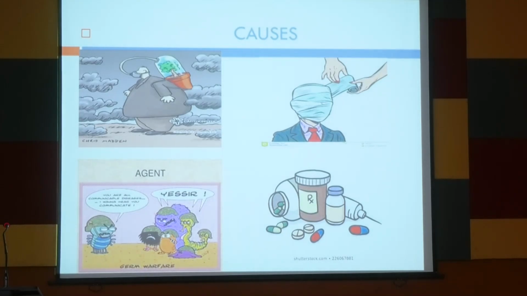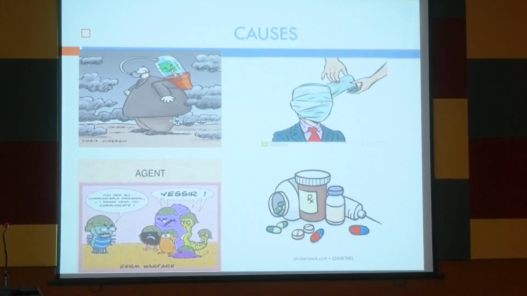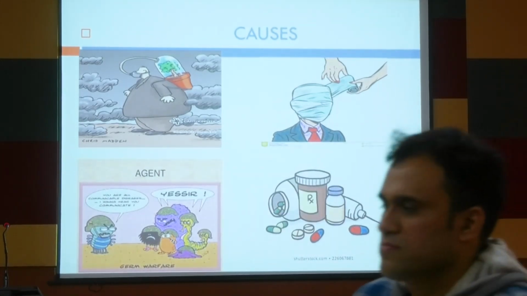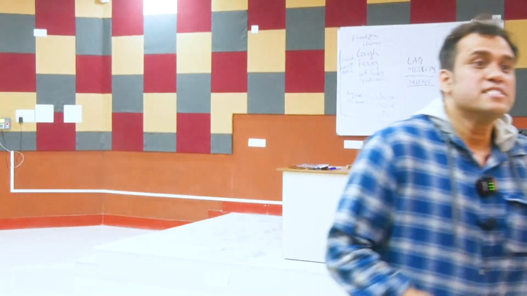What is the difference between hypoxia and anoxia? What is hypoxia? Anyone? Lack of oxygen? You must be very clear what is hypoxia and what is anoxia. Anoxia means total absence of oxygen. Hypoxia means deficiency of oxygen.